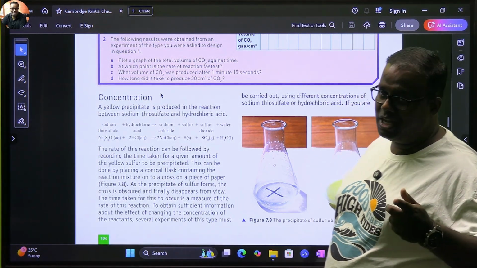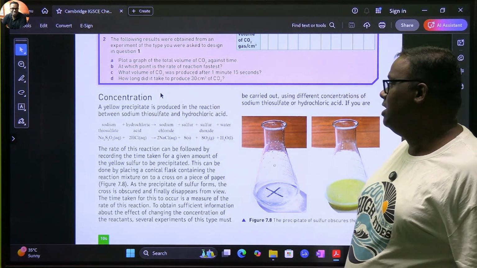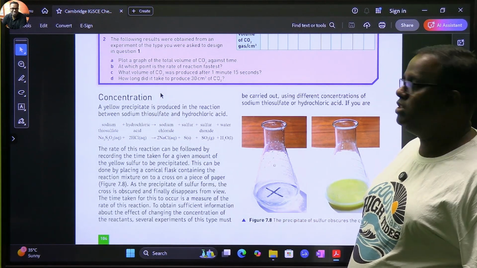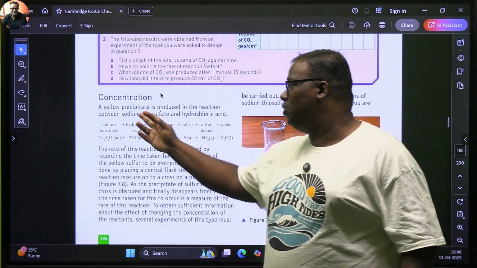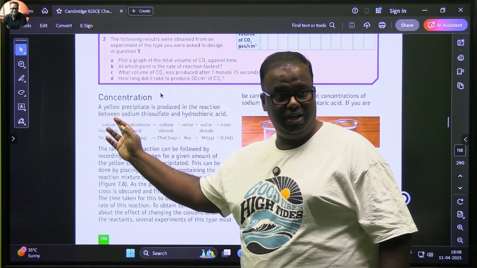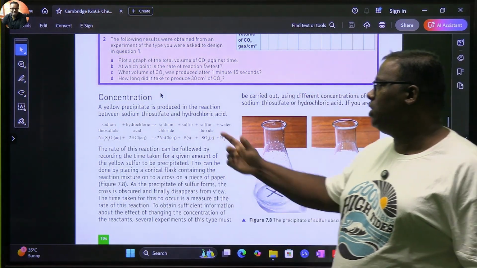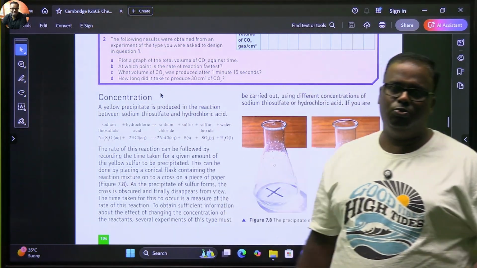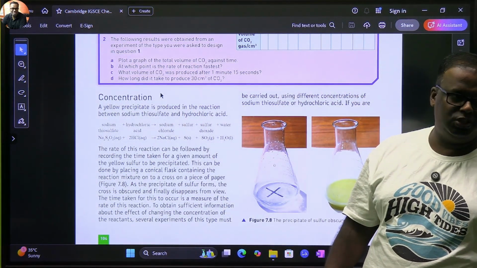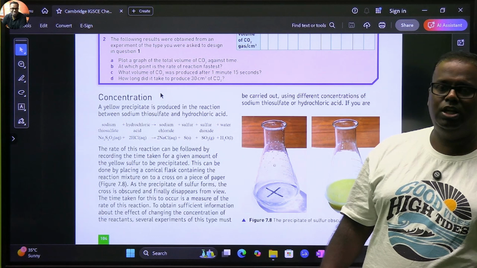The first characteristic we saw was evolution of gas. Here we are seeing change in color as well as formation of precipitate. A yellow precipitate, that means color as well as precipitation we are seeing, is produced in the reaction between sodium thiosulfate. Thio word comes wherever sulfur is present. Sodium thiosulfate and hydrochloric acid.